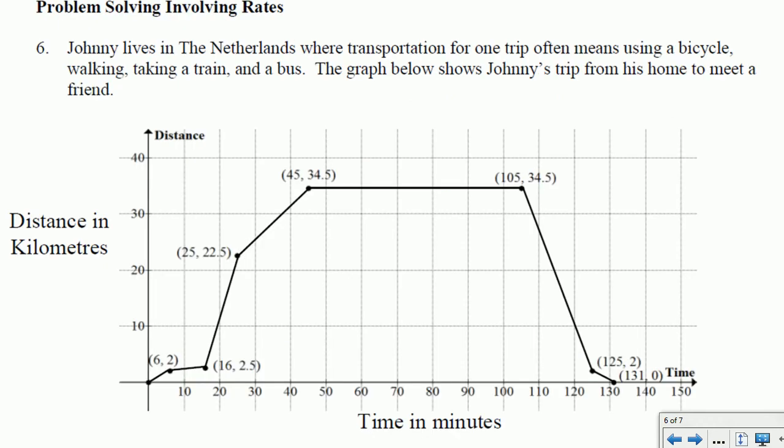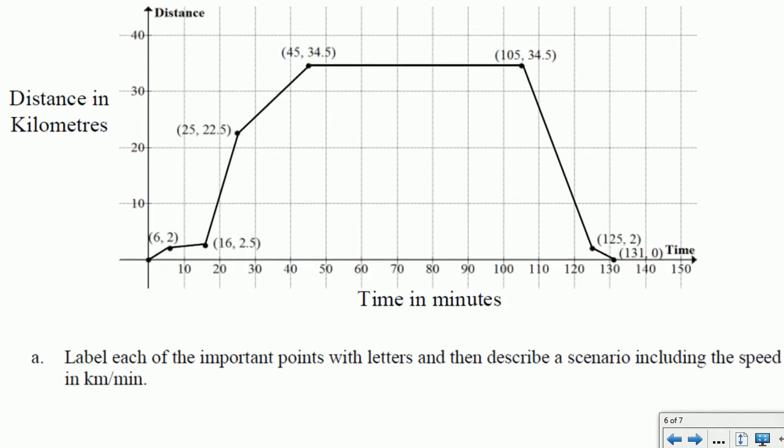Looking at question number 6, Johnny lives in the Netherlands, where transportation for one trip often means using a bicycle, walking, taking a train, and a bus. The graph below shows Johnny's trip from his home to meet a friend. So we need to label each of the important points with letters and then describe a scenario, including the speed in kilometers per minute. So it's important to keep in mind that for a distance-time graph, the steeper the slope, the faster it goes. So this would be a fairly quick speed, and something like this would be a little bit more gradual.